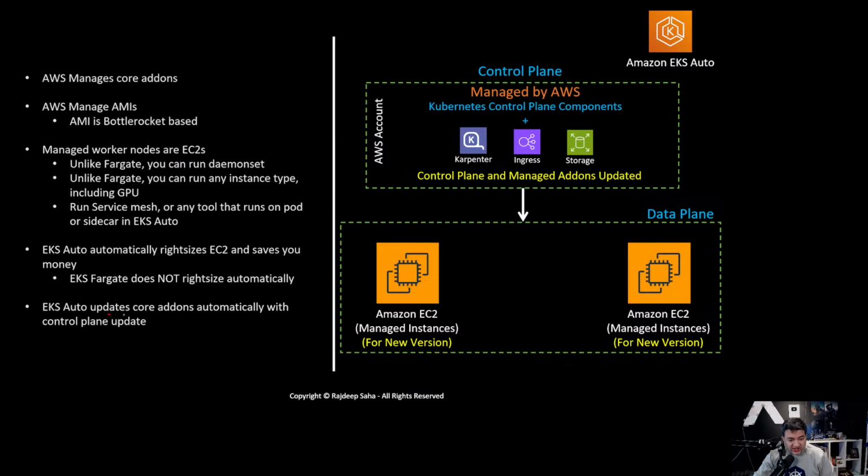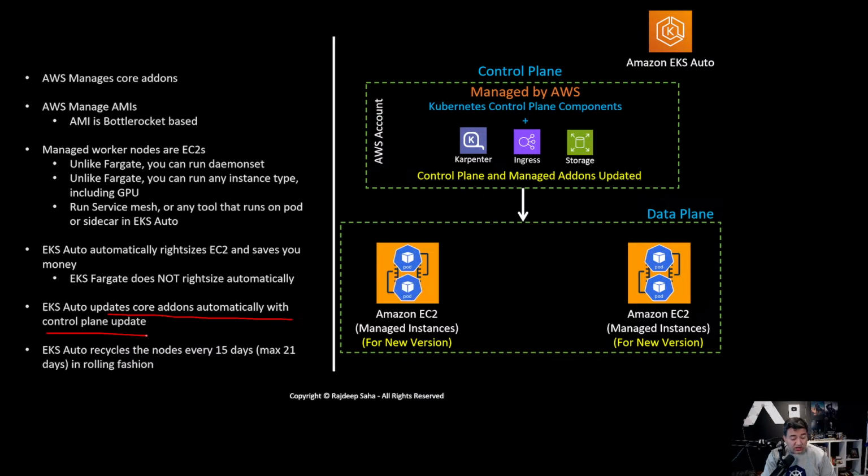So if we go back to our slide, EKS Auto updates core add-ons automatically with the control plane upgrade. Okay, so now it just goes and updates all that stuff. Also, to get security compliance, EKS Auto recycles the nodes every 15 days. So even if you have not upgraded the control plane, by default, EKS Auto will run this process of upgrading the AMI every 15 days. You can change it to a maximum of 21 days, in rolling deployment fashion, right?